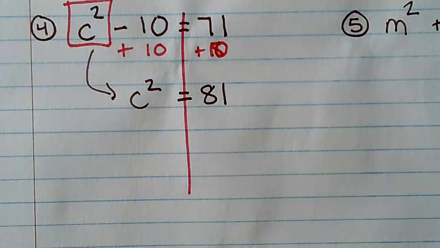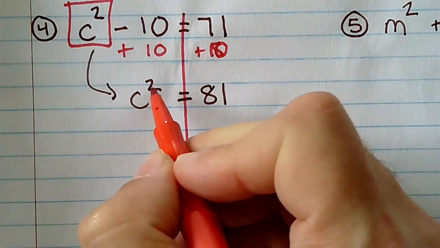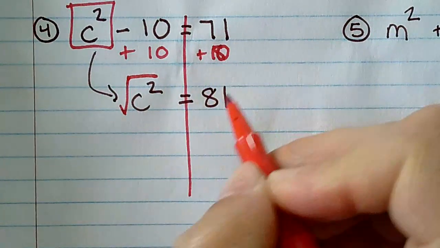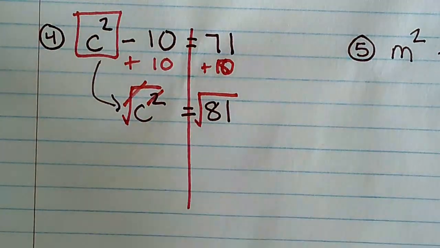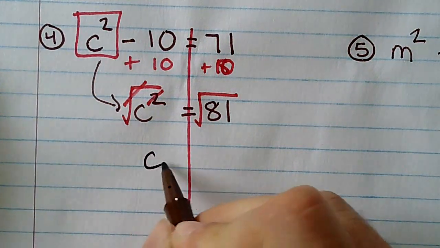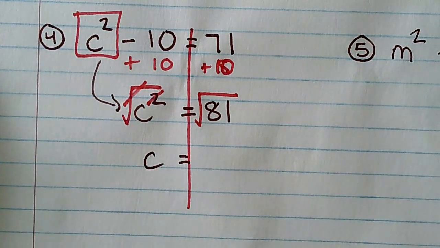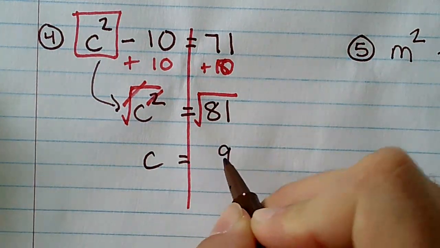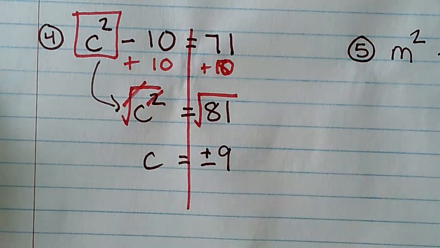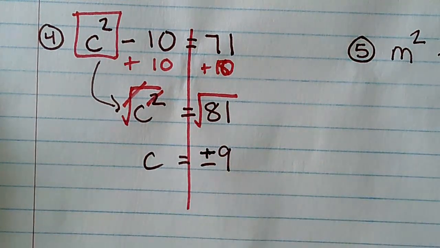Now it looks like a problem we just did. Next is to get rid of the square. So we square root, cancel, cancel. I'm left with c equals, and 81 is a nice number, so I'm going to do the square root of 81, which is 9. And because I'm solving, I want both, plus or minus 9. And that'd be my solution there.